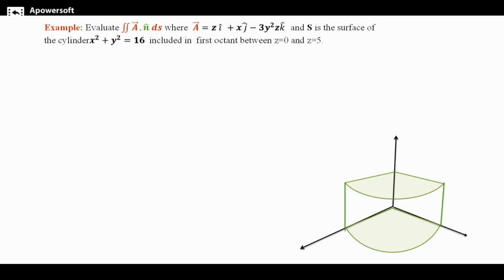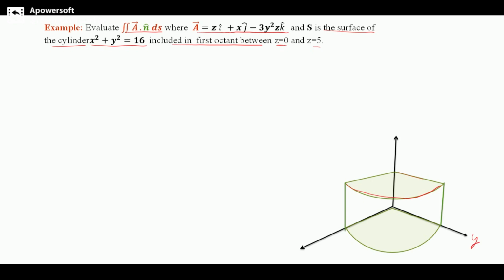Now take one more example. Again, we have to evaluate the integral of a dot n ds, where the vector a is z i plus x j minus 3y square z k, and the surface S is the cylinder x square plus y square equal to 16, included in the first octant between z equal to 0 and z equal to 5. So you see that figure, we are taking the cylinder in the first octant.